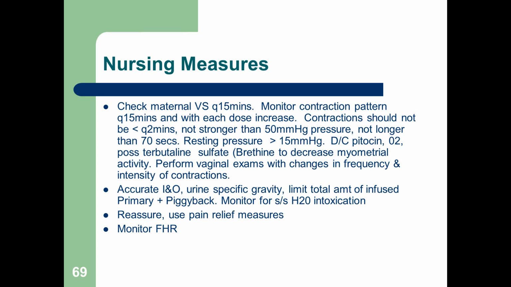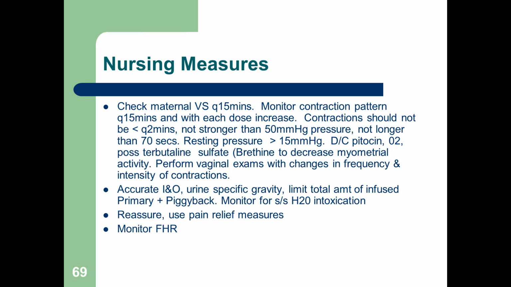If they do, DC your pit, give them a little O2. Sometimes I might administer a little bit of breathing to decrease the uterine activity. Perform a vag exam with changes in frequency and intensity of contractions. If your contractions are changing, they're getting more frequent or more intense, you want to do a vag exam to make certain everything is okay, make sure that we're still dilating, and make sure we don't have a prolapse.